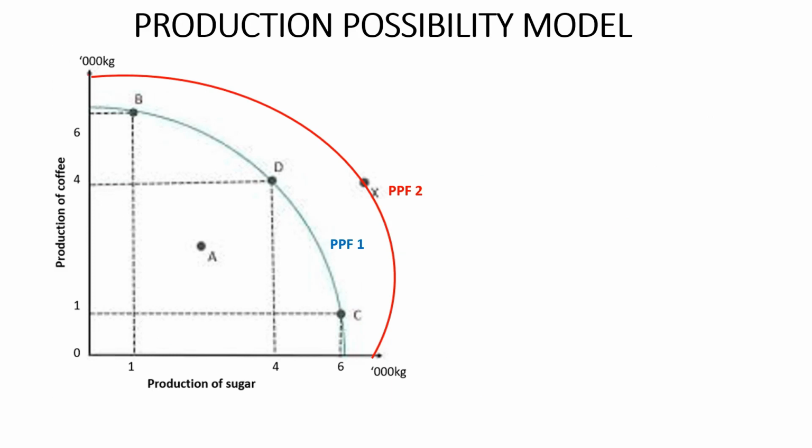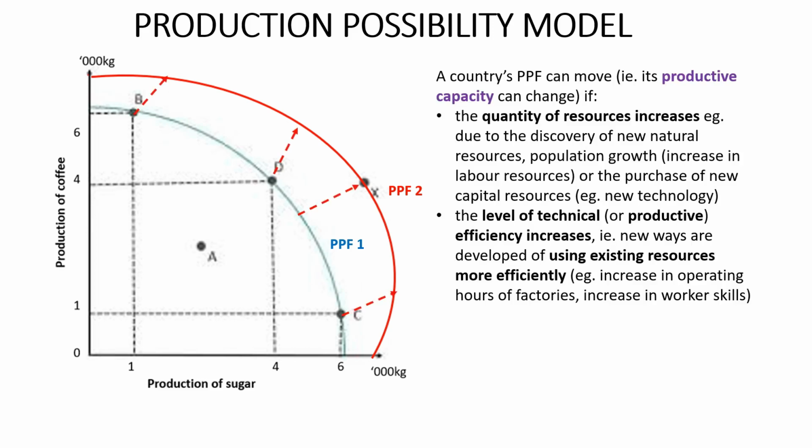Here we have our last slide. This slide shows how the production possibility frontier for a country can expand. Remember that the points on the production possibility frontier are made up of those output combinations that are able to be produced when the country's resources are being used with maximum technical or productive efficiency. An expansion or outward shift of the production possibility frontier occurs when the country's productive capacity or potential output increases. There are two reasons why a country's production possibility frontier might expand.